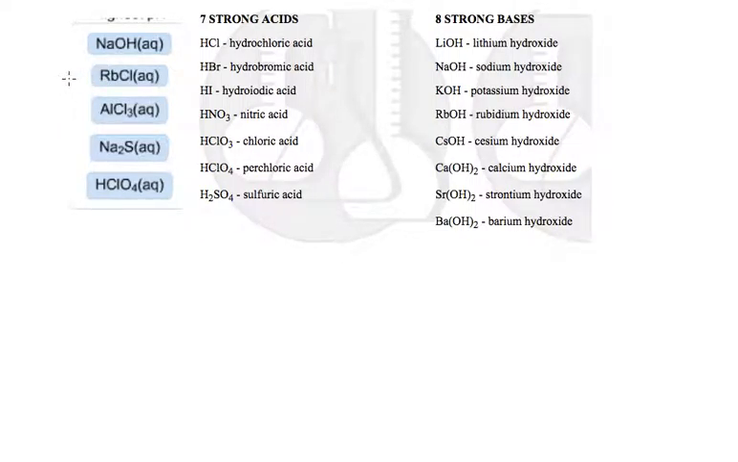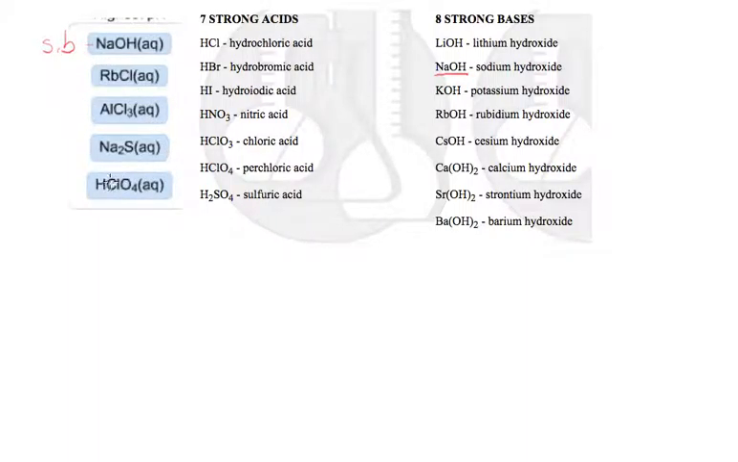I want to put these salts in pH order. So the first thing I want to look for is strong acids and strong bases. NaOH is a strong base. It's on the list. So this is going to have the highest pH, strong base. The pH is going to be very high.